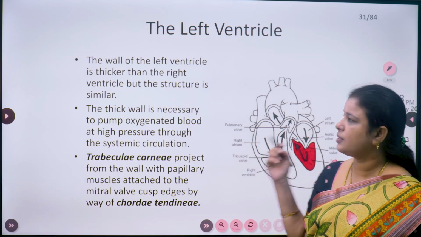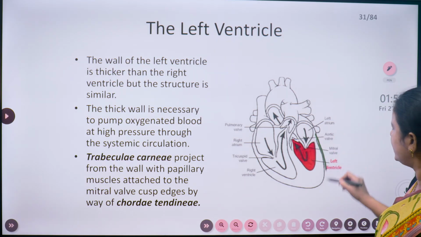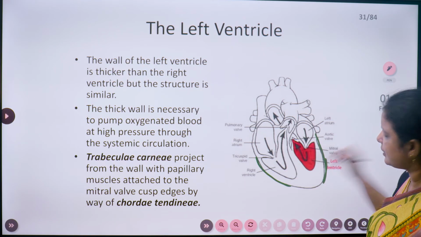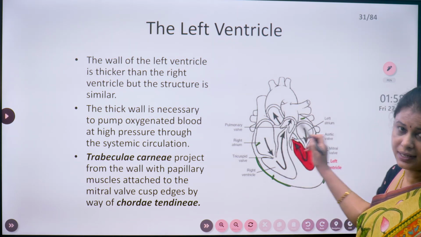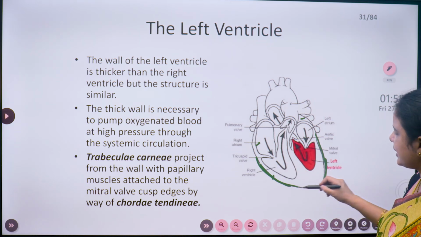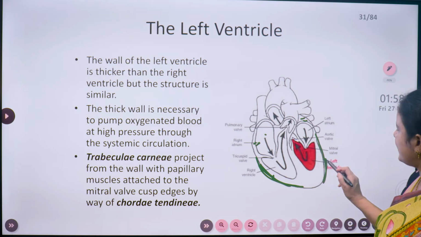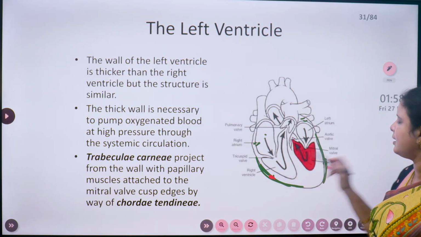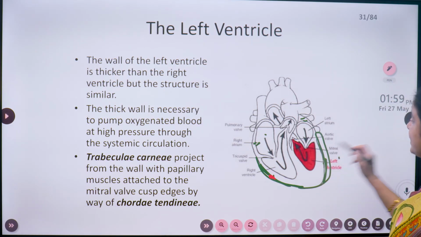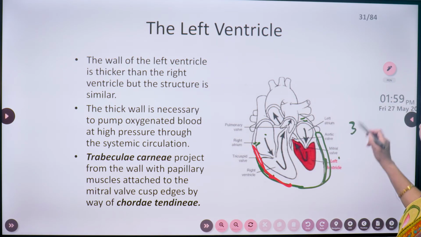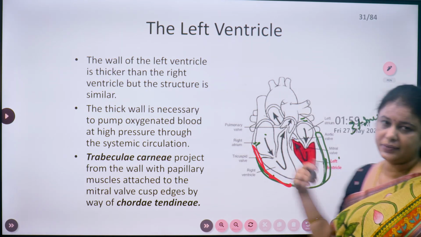Left ventricle. The wall of the left ventricle is thicker than the right ventricle. The right ventricle wall is thicker than the atrial walls, and the left ventricle wall is thicker than the right ventricle. The left ventricle wall is 3 times thicker than the right ventricle wall.